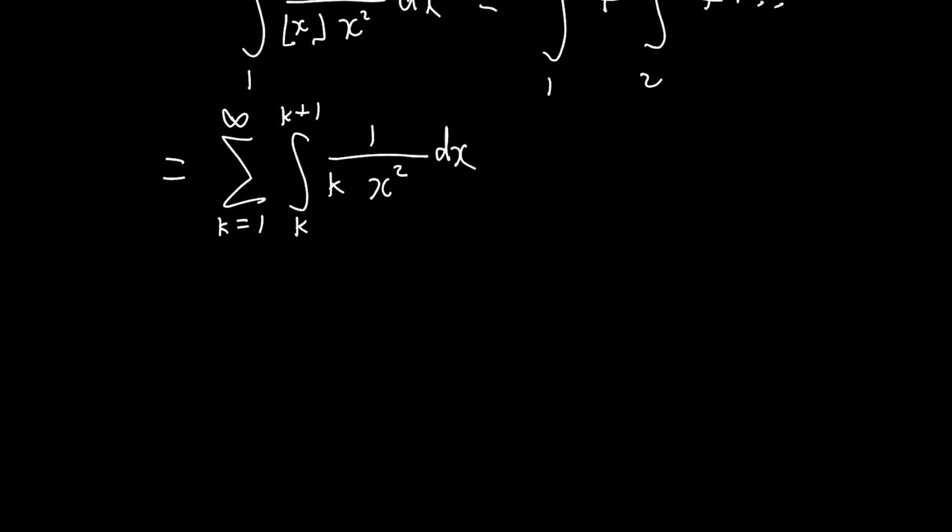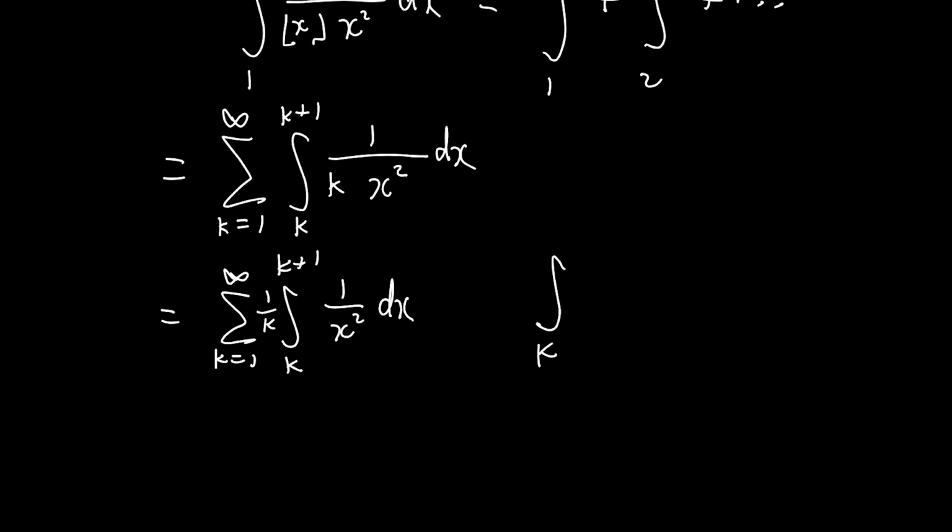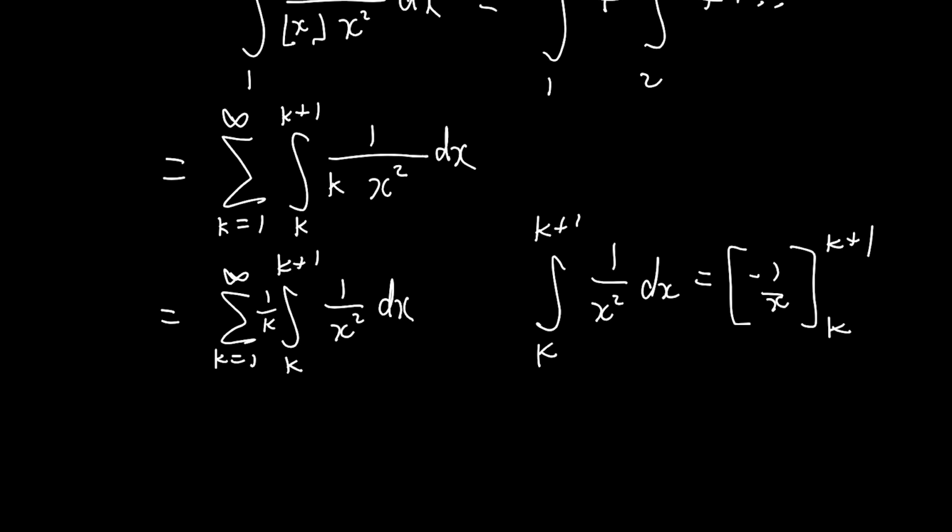We can take out that 1 over k from the integral, and then we'll just be left with the integral between k and k plus 1 of 1 over x squared dx. So let's just focus on that integral for now. Integral between k and k plus 1 of 1 over x squared dx is just going to be minus 1 over x evaluated at k and k plus 1, which is going to be minus 1 over k plus 1 and then plus 1 over k.